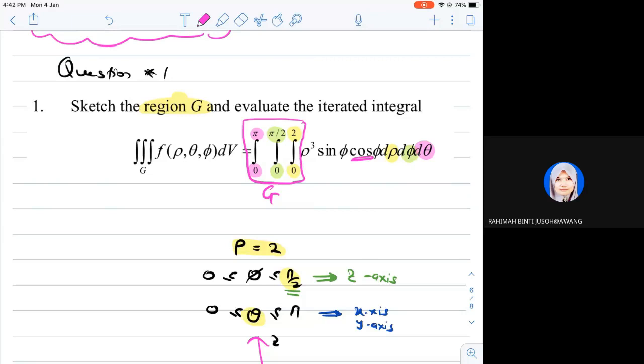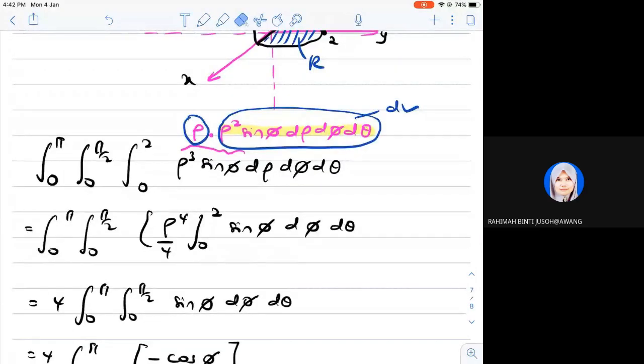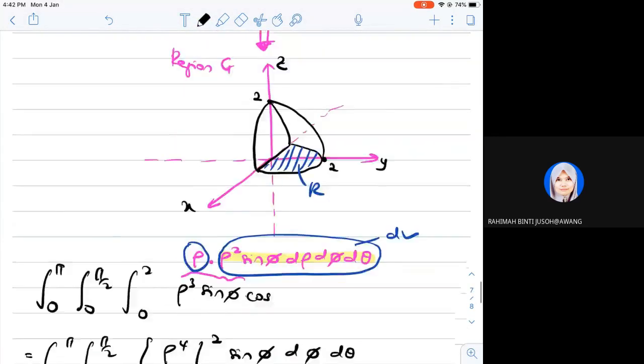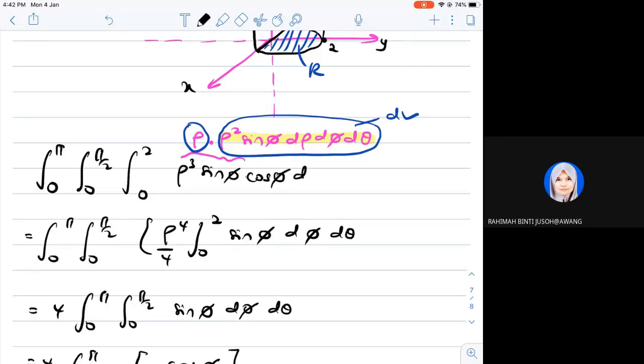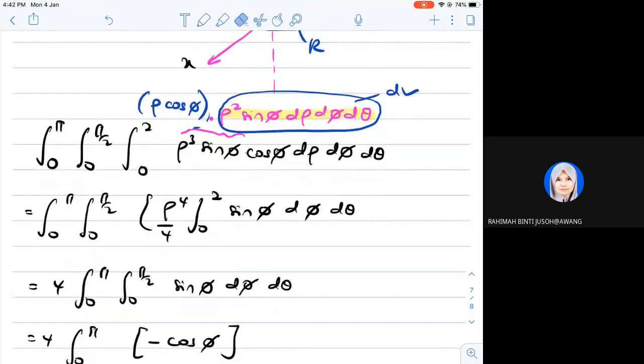Kejap, saya tertinggal ni. Ada cos lagi kat sini. Sorry guys. So, panjang lagi ni. Cos phi d rho d phi d theta. So kita punya function bukanlah rho. What is our function now? Kita punya function adalah rho cos phi. Yes, very good. So this is our function, rho cos phi times rho squared sin phi. Okay, good, well done. Maksudnya complicated sikit lah ni. It's not that easy.